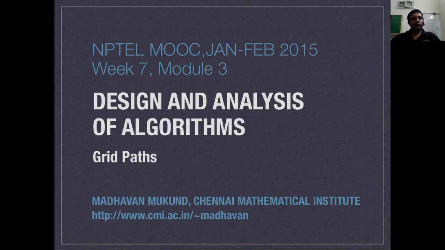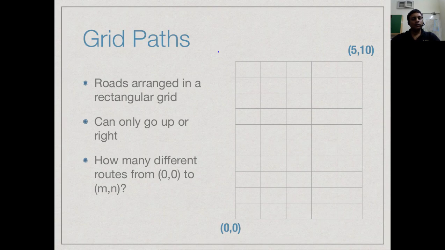So continuing our discussion about efficiently computing recursive functions, let's look at the problem of computing grid paths. So we have a rectangular grid, where we start walking at the bottom left corner. And the rule is that we can only go up or right. So we want to start at the bottom and we want to reach the top right corner.